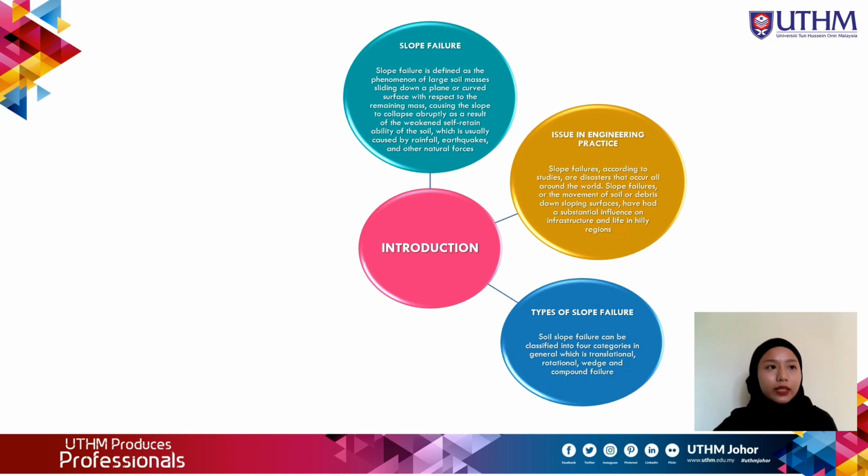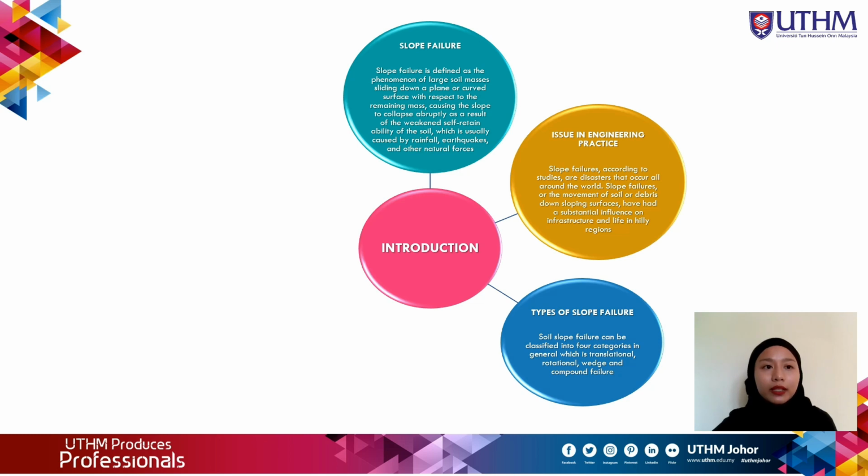Types of slope failure. Soil slope failure can be classified into four categories in general. First, translational failure. In the case of infinite slopes, translational failure occurs when the topsoil is parallel to the slope surface and has uniform soil properties. When a slope has no definite boundaries and the soil under the free surface is thought to have the same properties up to identical depths along the slope, it is said to be infinite.